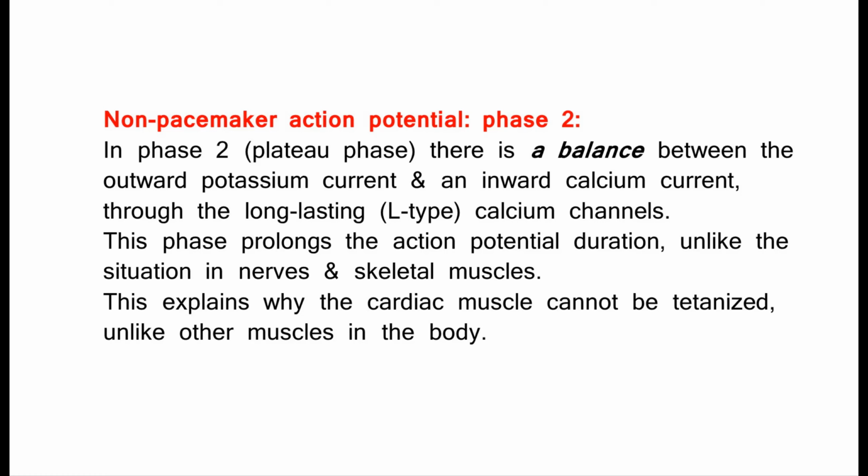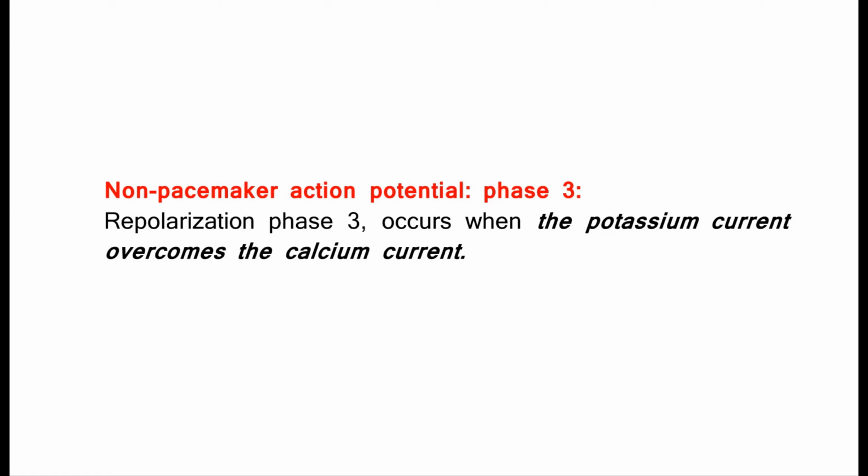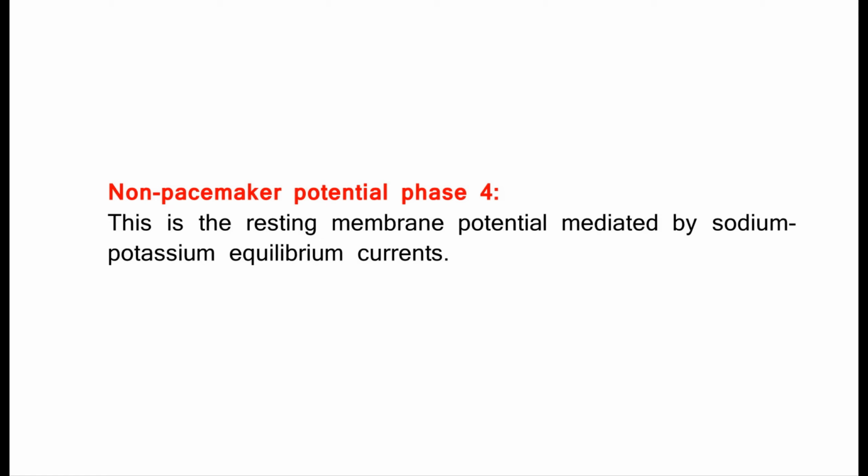This phase prolongs the action potential duration, unlike the situation in nerves and skeletal muscles. This explains why the cardiac muscle cannot be tetanized, unlike other muscles in the body. Non-pacemaker action potential, phase 3. Repolarization phase 3 occurs when the potassium current overcomes the calcium current. Non-pacemaker potential phase 4. This is the resting membrane potential mediated by sodium-potassium equilibrium currents.